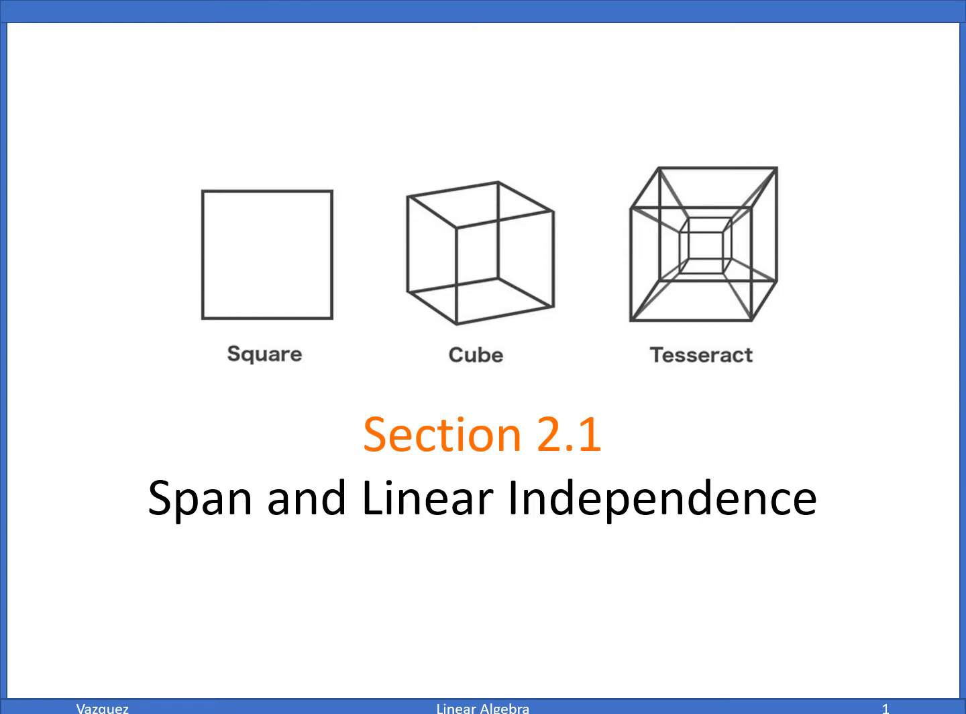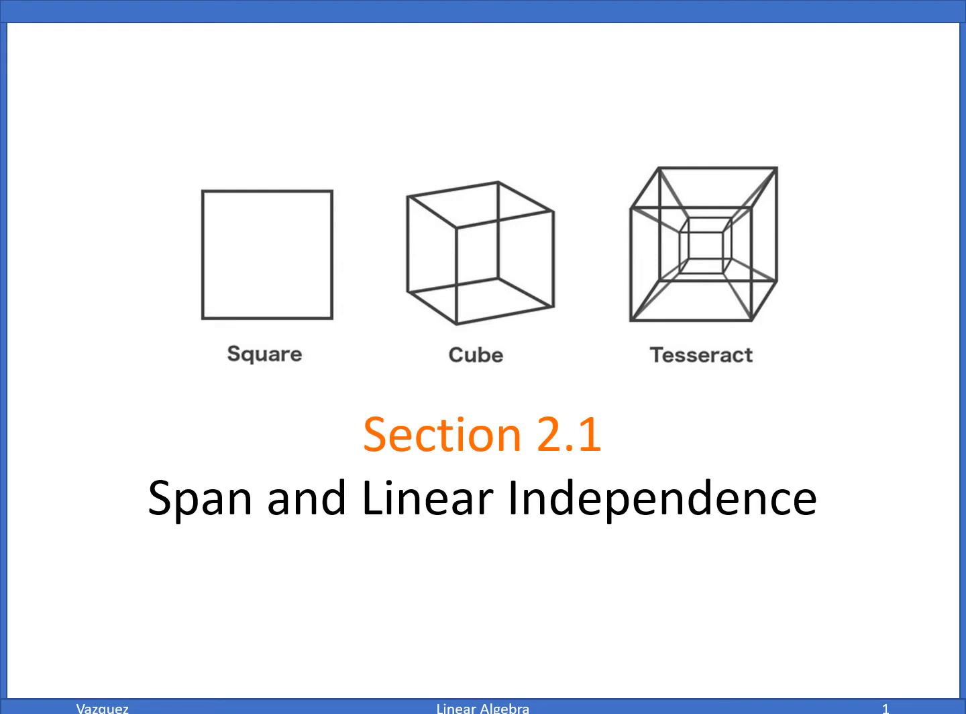So now in chapter 2, we're going to be looking at finite dimensional vector spaces. This is the first section of chapter 2. Here I have three shapes, a square, cube, and a tesseract, all different dimensional, right? 2-dimensional, 3-dimensional, 4-dimensional. But in this particular section, we're going to be looking at span and linear independence.